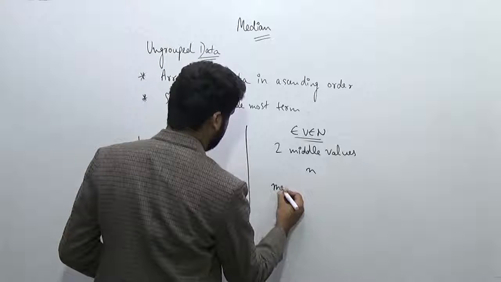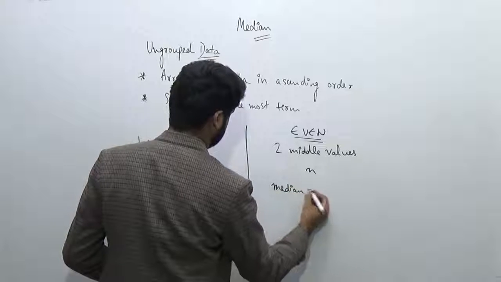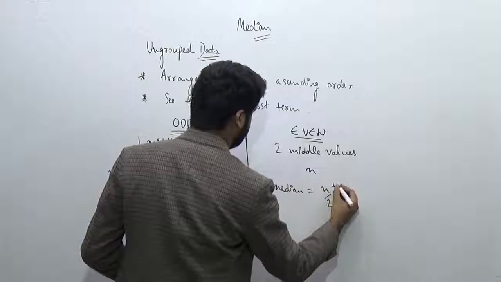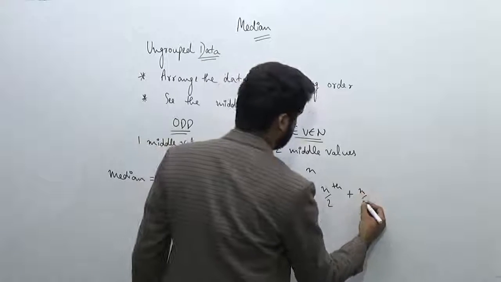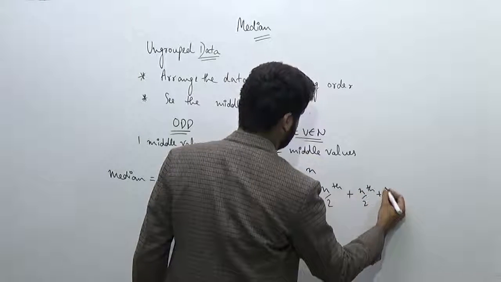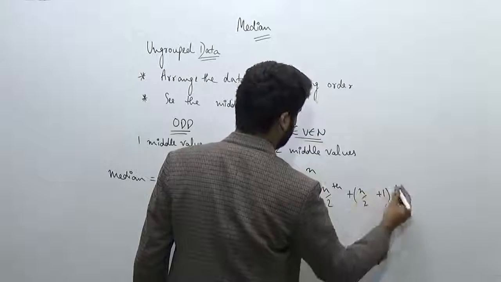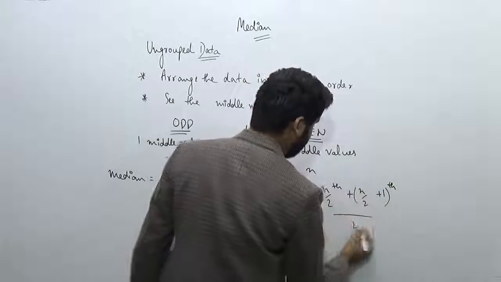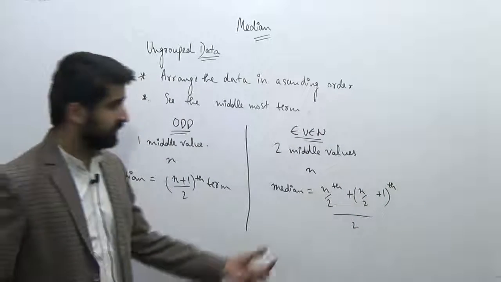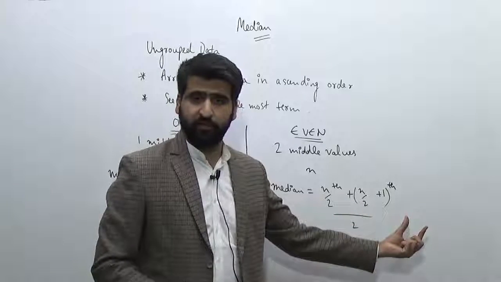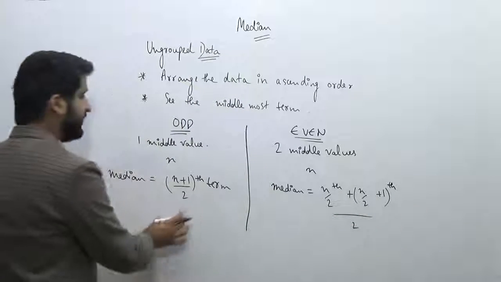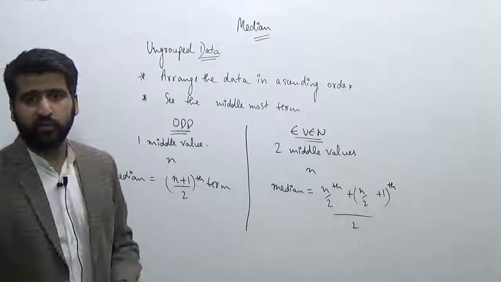And in the case of an even number of terms, the median will be the n by 2th term plus the (n by 2 plus 1)th term, divided by 2. So this will be the average of the 2 middle terms which I am getting over here. So just see both cases of odd and even.